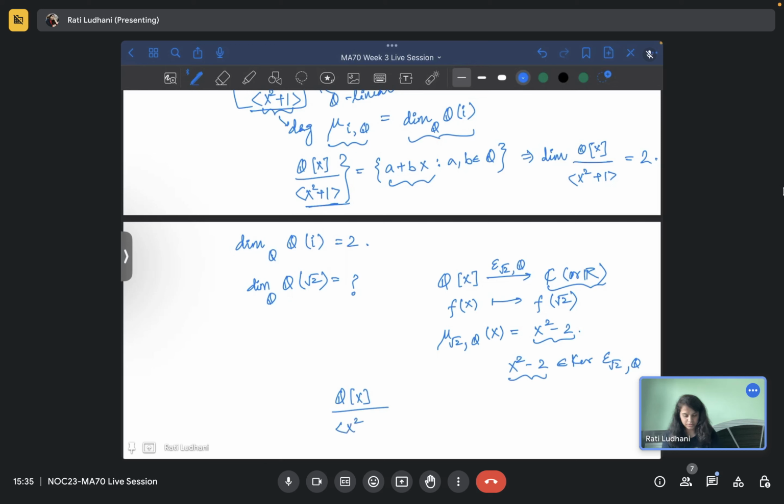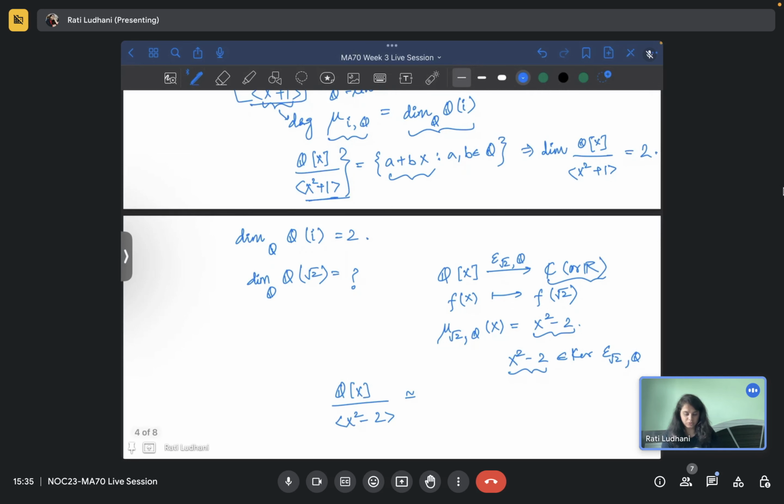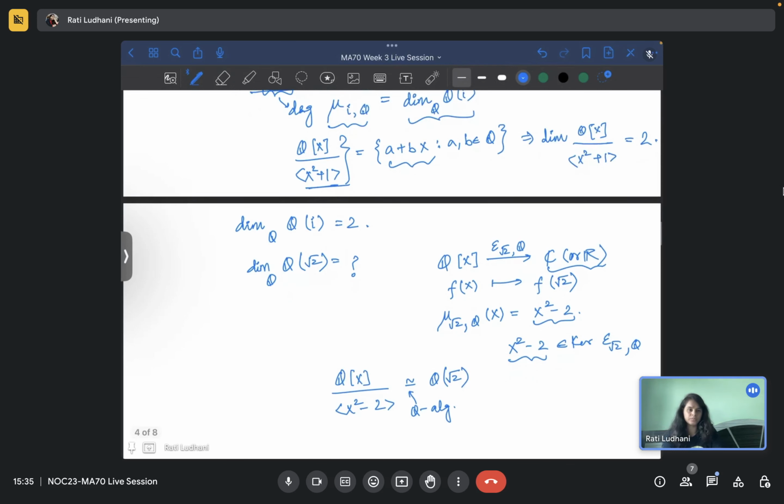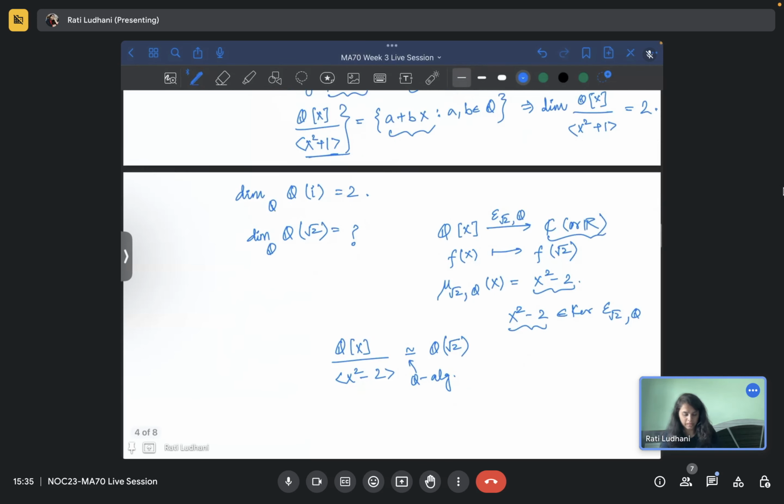Q[x] modulo x square minus 2 is isomorphic to, again we are concerned about the Q linear map here, but this is a Q algebra isomorphism, so we have an extra ring homomorphism also. And now we have to take this. Again, root 2 is algebraic because you have this polynomial x square minus 2. So root 2 is algebraic, so Q square bracket root 2 or a small bracket, both will work fine.